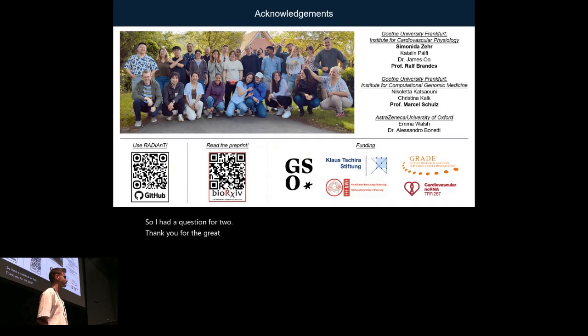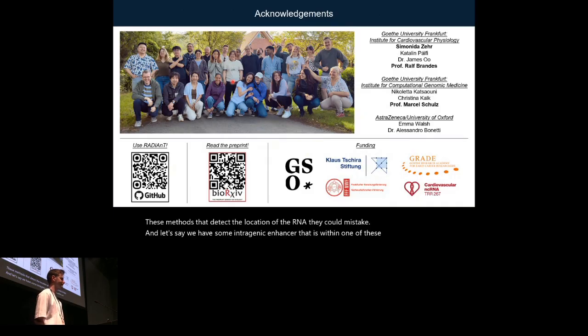I was wondering what is the half-life of the RNAs that exert this regulatory function? And also I'm wondering if these methods that detect the location of the RNA could make a mistake. Let's say we have some intragenic enhancer within one of these genes, and we are targeting the gene, but what we are actually targeting is the enhancer within the gene. That is what is executing the regulatory function.